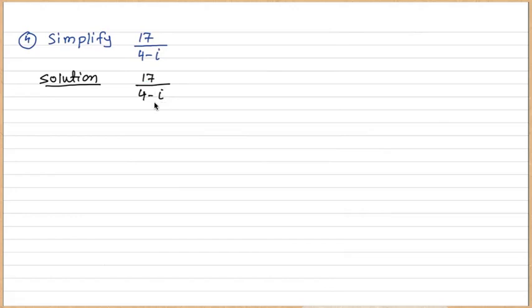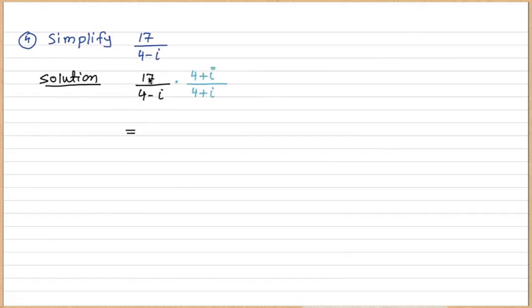So now, what we can do is, if you are dividing by a complex number, you need to multiply both numerator and denominator by the complex conjugate, meaning the complex conjugate of 4 minus i will be 4 plus i. So multiply both numerator and denominator by that.